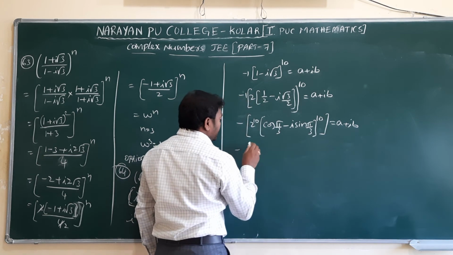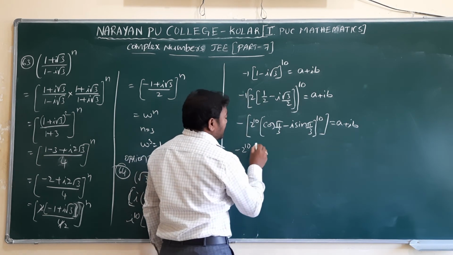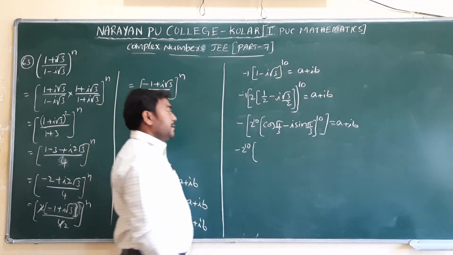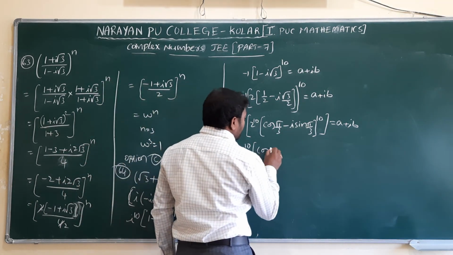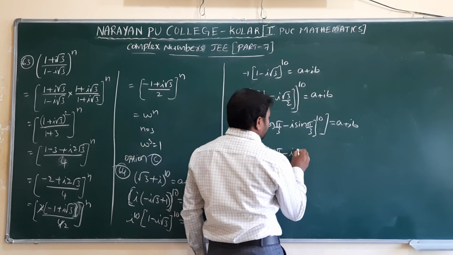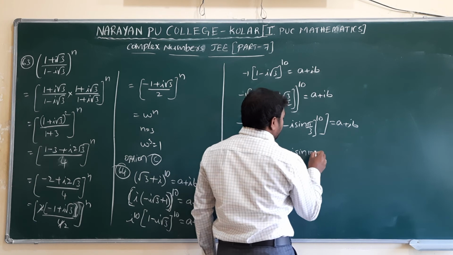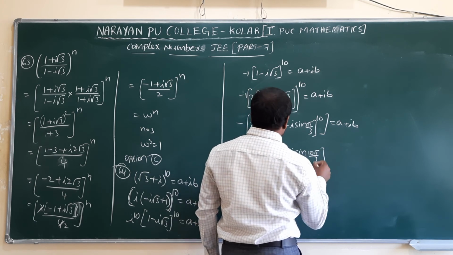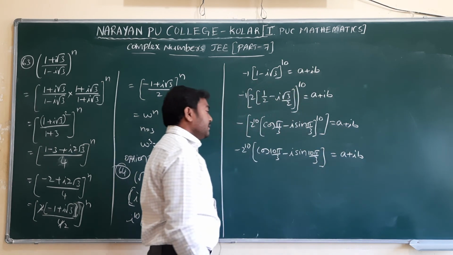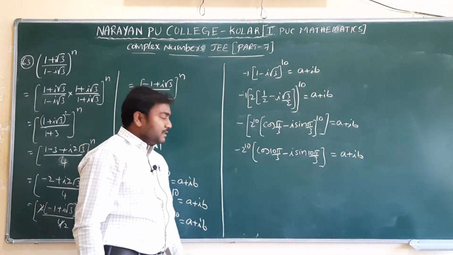So minus of 2 power 10, and by applying De Moivre's theorem, cos 10 pi by 3 − i sin 10 pi by 3 is equal to a + ib. Now here it can be written like this.